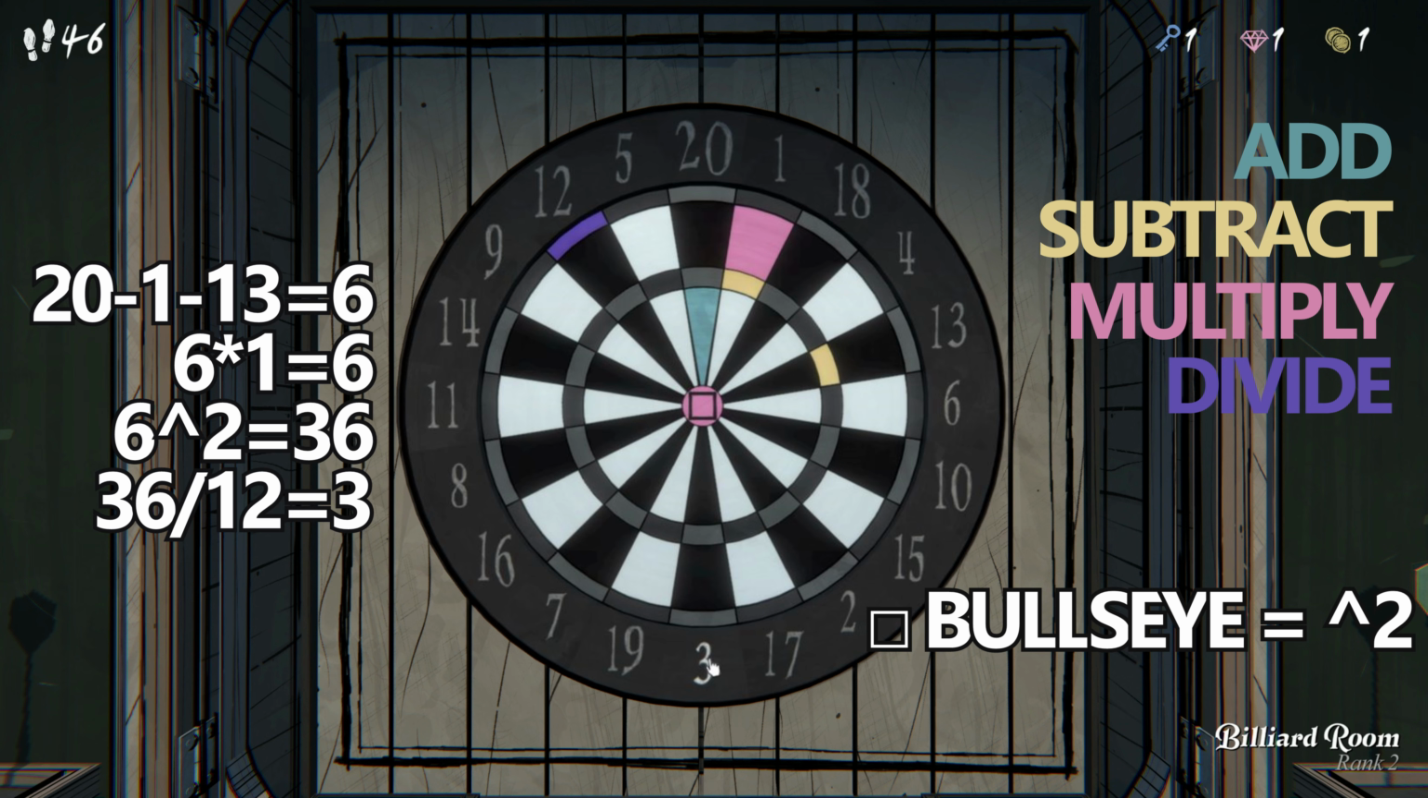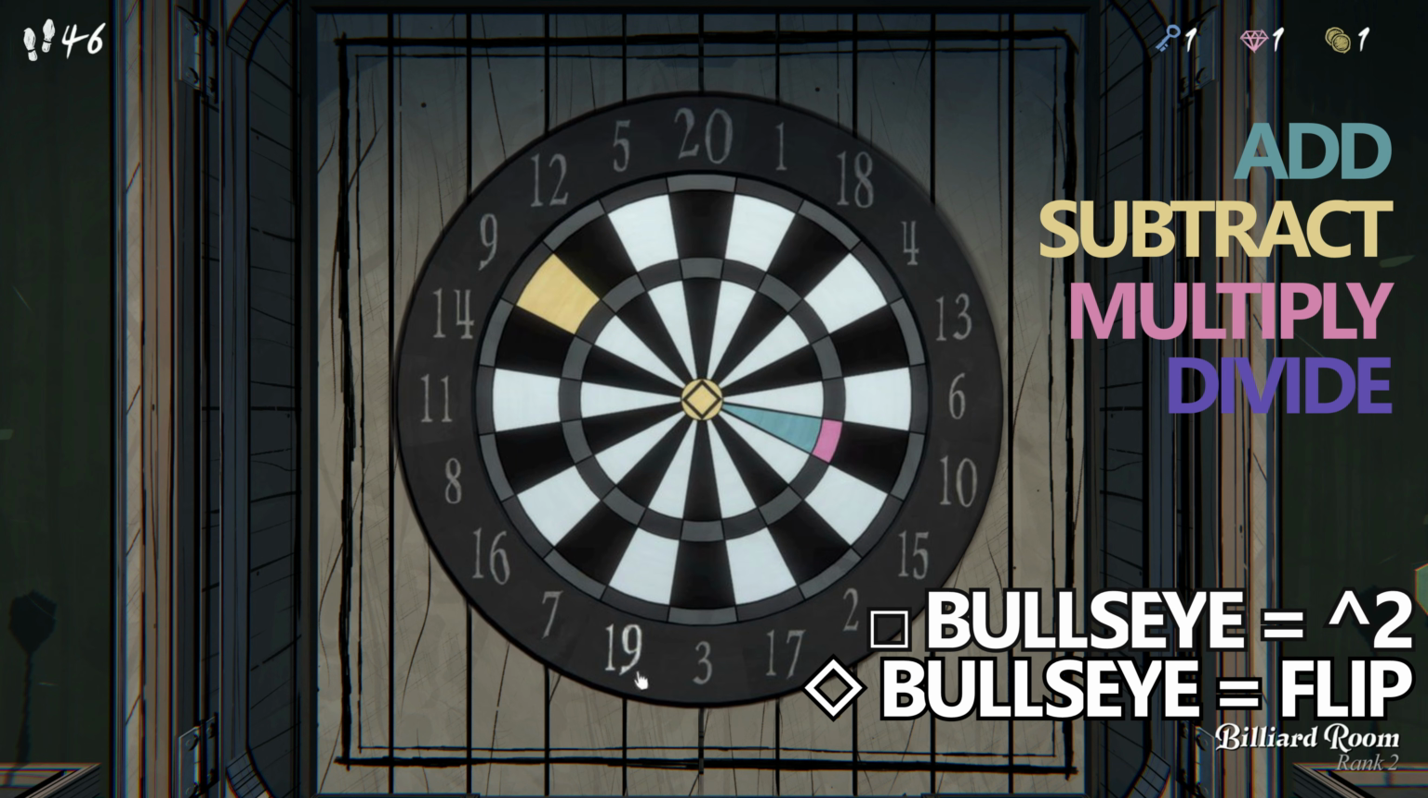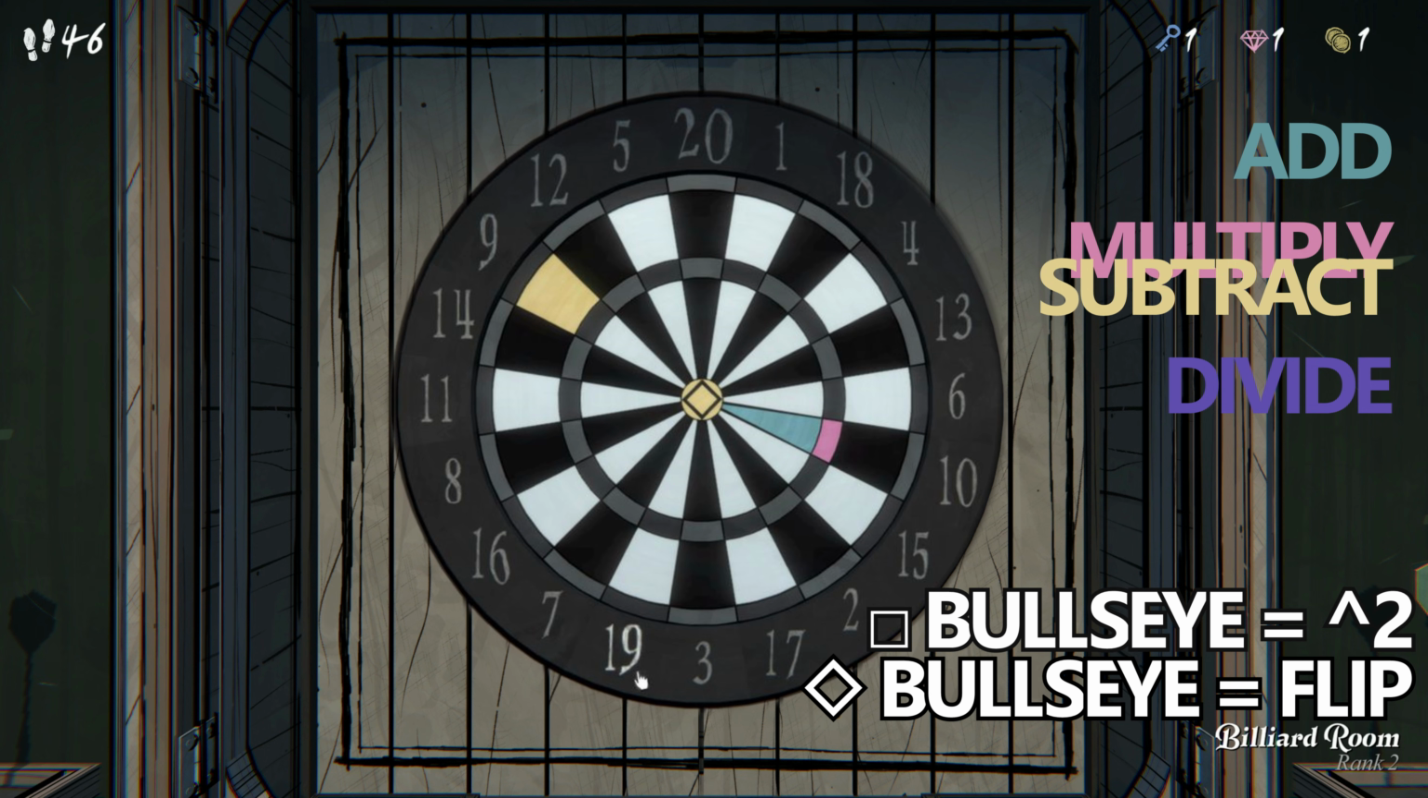In this case, it's 20 minus 1 minus 13 to get 6. 6 times 1 is 6. You get 6 squared to get 36. Divided by 12 equals 3. It does get even more complicated than that, remembering that we're following the order of operations from the middle of the dartboard to the outside.